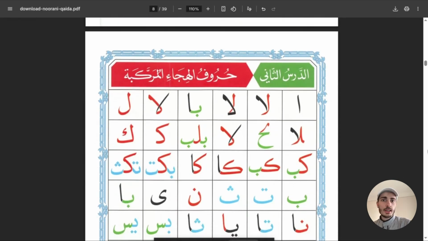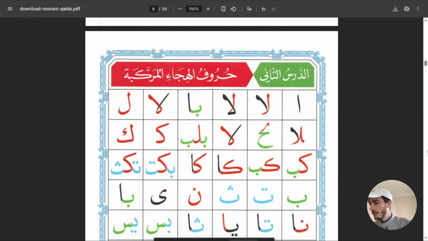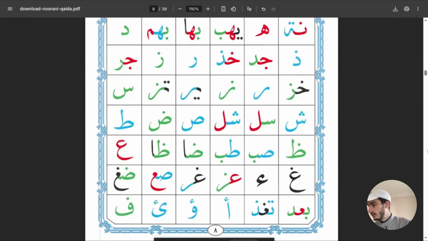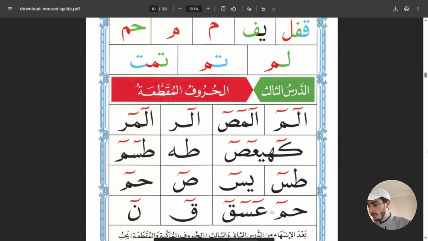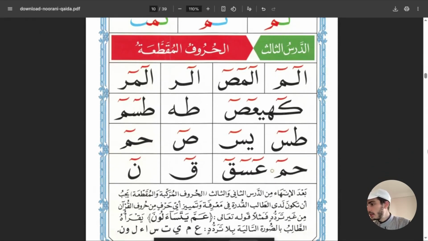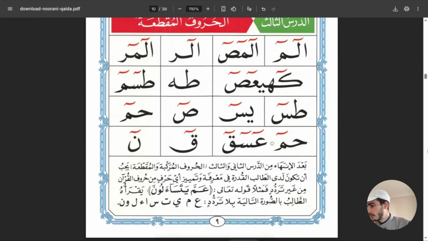Then we looked at connecting the letters together because then the shapes change. We have done that as well. And I think by now you already mastered that as well, quite good. Then we have looked at al-huruf al-muqatta'a. So if you see this symbol, the red wave on top of a letter, that means you have to extend this letter for, let's say, 5 or 6 seconds. So in this case, you have to do it for 6 seconds.